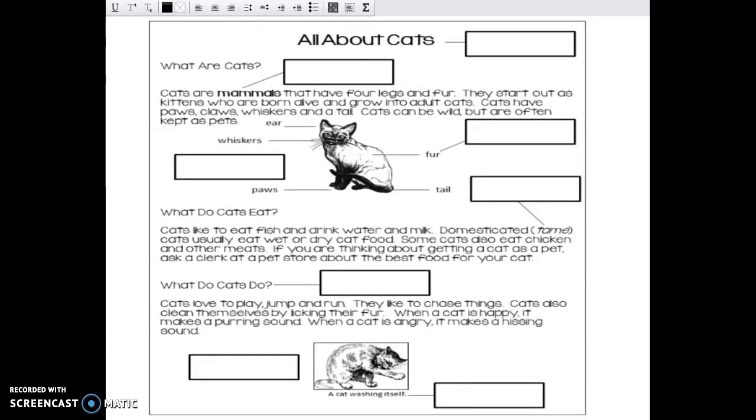When you're finished, just keep those handy, because we will look over those together and make sure we've all correctly labeled our different text features, and we'll discuss together how those different features are going to help us as readers before we read our article.